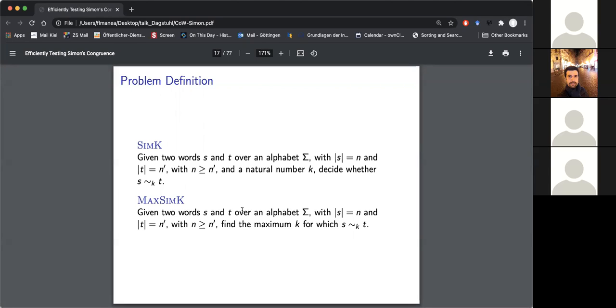Max SimK is the associated optimization problem. So given S and T, we're not given any K this time. Instead, we want to find the maximum K for which S and T are K equivalent. So obviously, it seems kind of natural that the first problem should be at least at a certain level simpler than the second problem. And so these are the two problems that will be the main topic today.